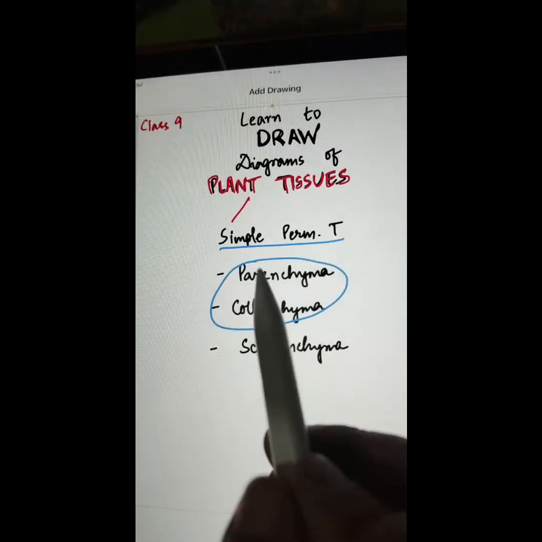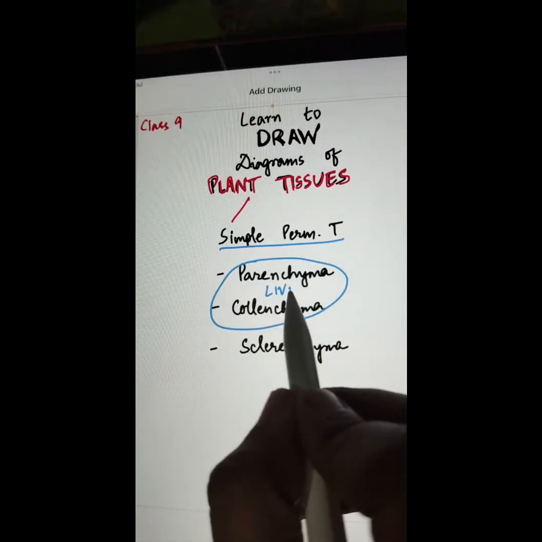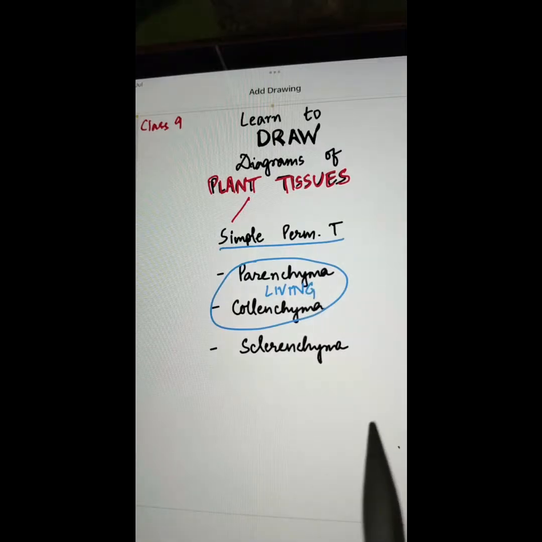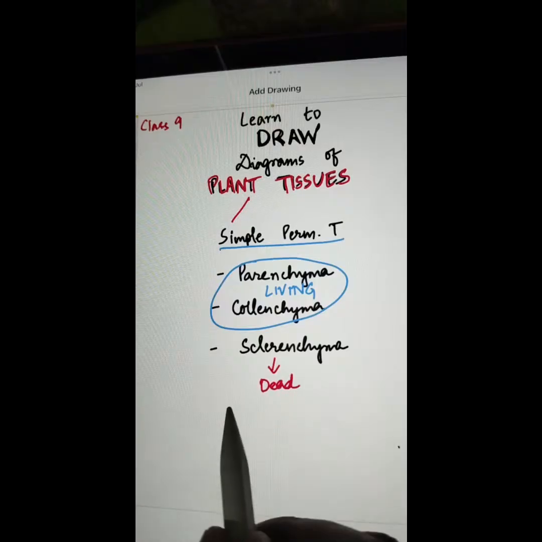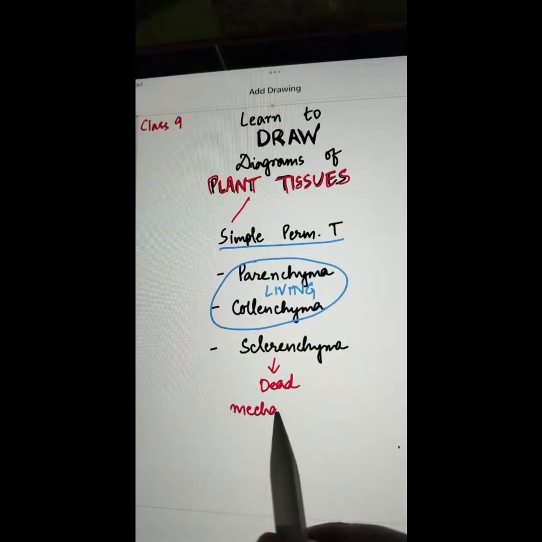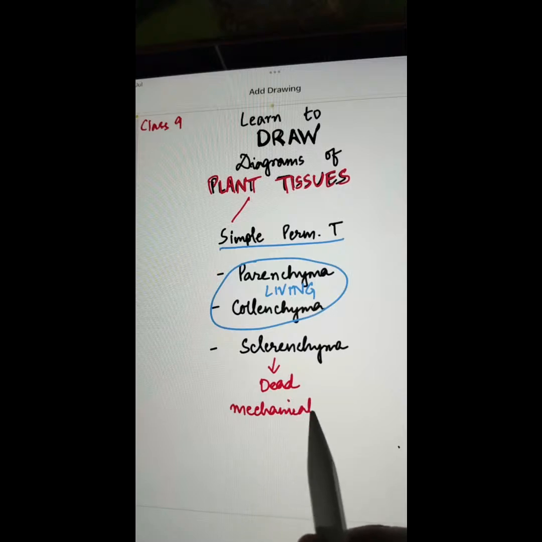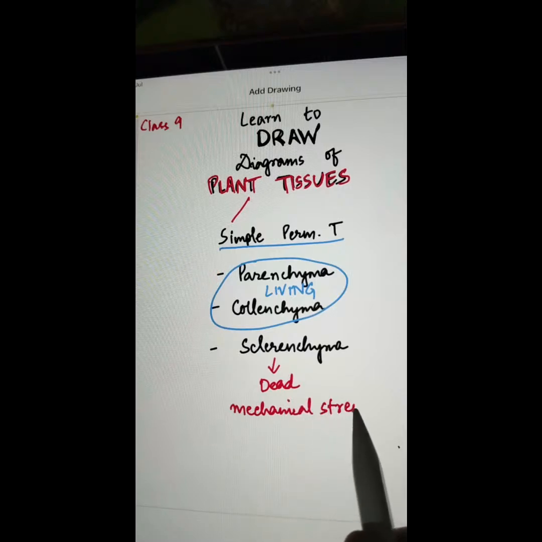Now, if I brief you, they are the living ones, parenchyma and collenchyma. This one is the dead tissue. So, dead tissue, what is the use of it? It will be adding mechanical strength to the plant. So because of this strong mechanical strength, there are certain plants that are able to bear strong storms.